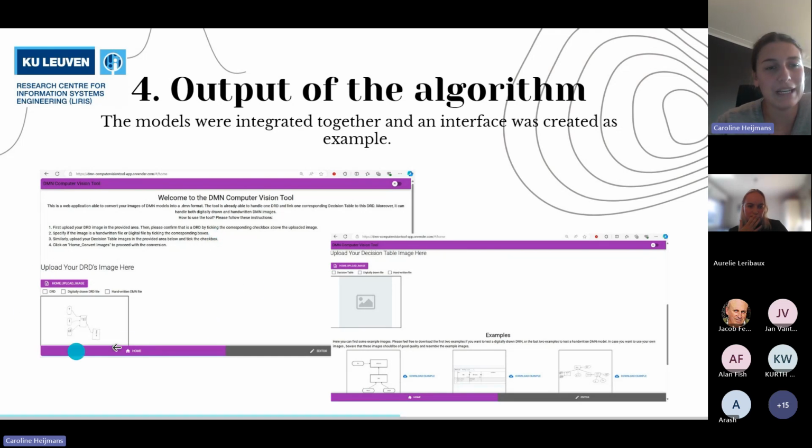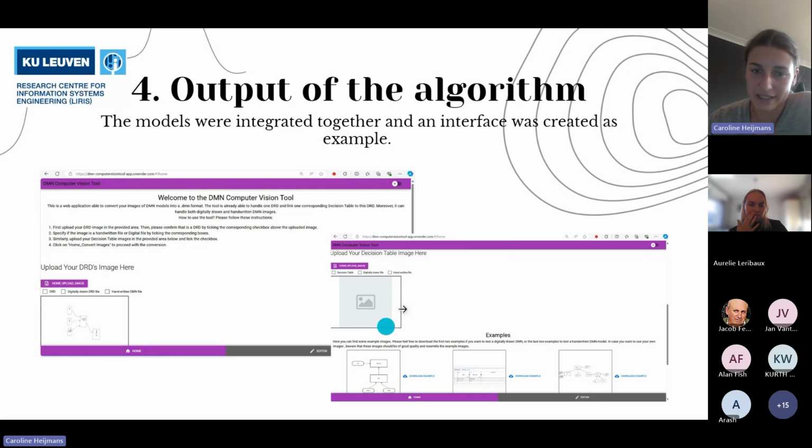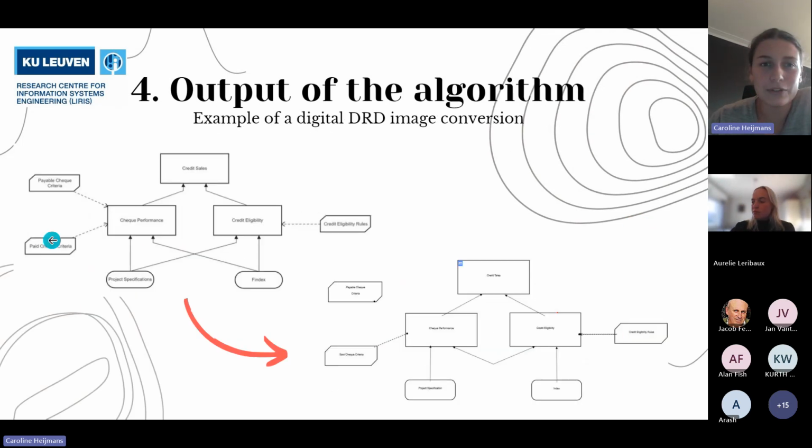So the user can upload an image of a DRD and then an image of a decision table, which can be either handwritten or a digitally drawn image or PDF. And then just by clicking on the converting button, the user will eventually get the model implemented in DMN. So those are some examples of how it works at the moment.